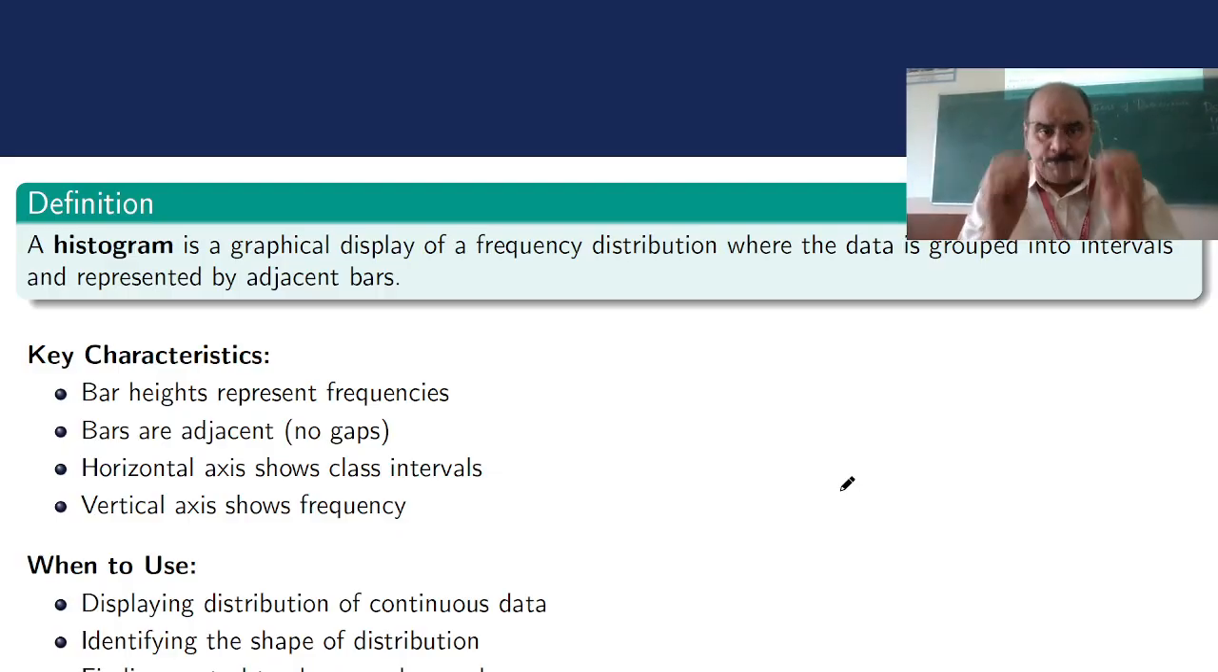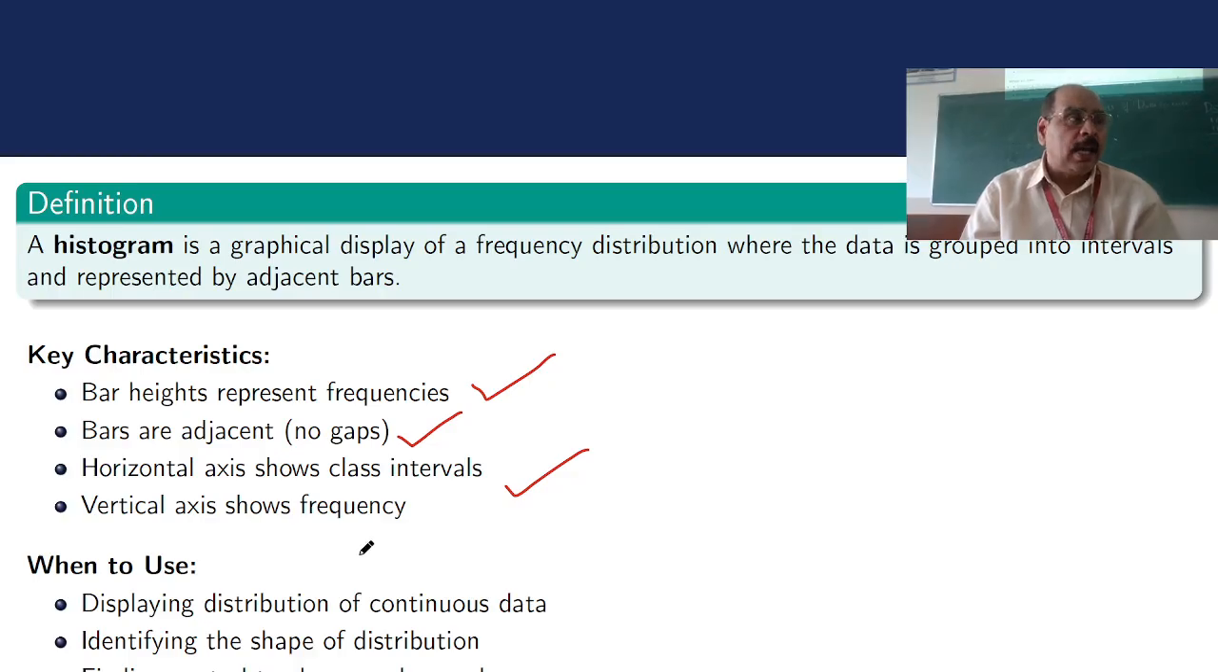Coming to histogram. Histogram is the best way of describing, displaying, and visualizing a frequency distribution chart. Here the data is grouped into intervals and represented by bars. The bar height represents the frequencies. Bars are adjacent, you don't have any gaps. Horizontal axis shows class intervals. Vertical axis shows the frequency.